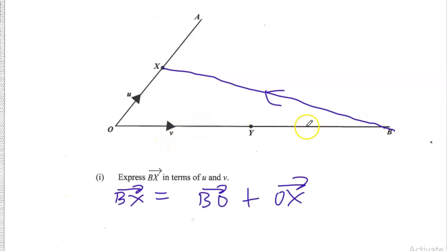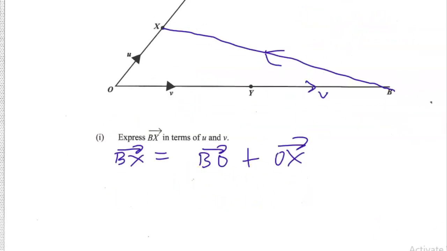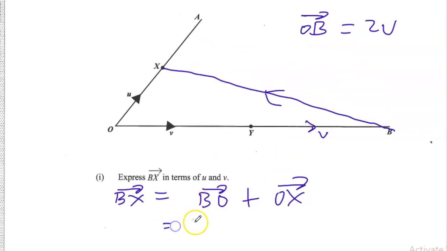Now remember that Y is in the center, so B to Y would also be v. So O to B, OB is really 2v. This v and another v, so it's 2v. So BO direction changes, so it will be negative 2v, since we're going from B to O, opposite to OB. And OX from here to here, that's just u.